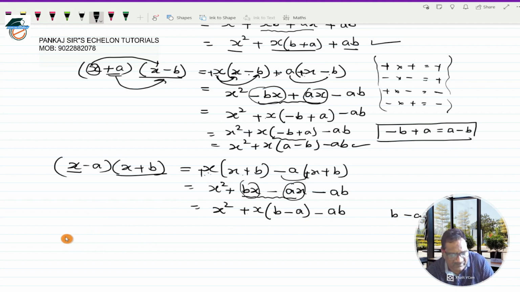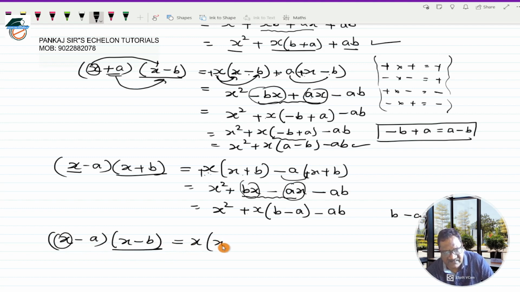Now let me do one more expansion. Suppose you have x minus a and you have x minus b. These are two binomial expressions. You want to find the product of these two. So take the first term of the first, that is x, multiply by the entire second term, that is x minus b. Then take minus a, multiply by the same x minus b.